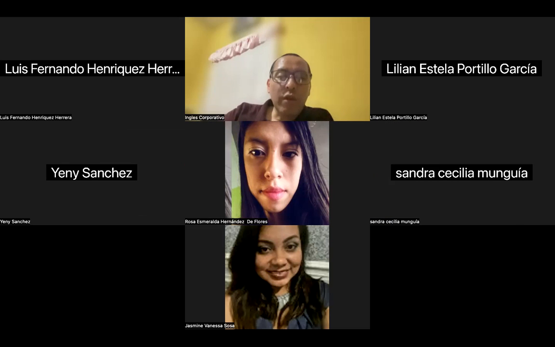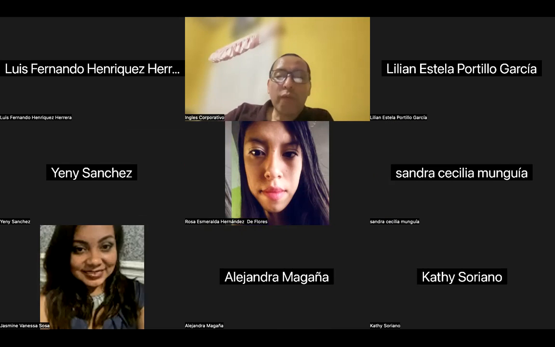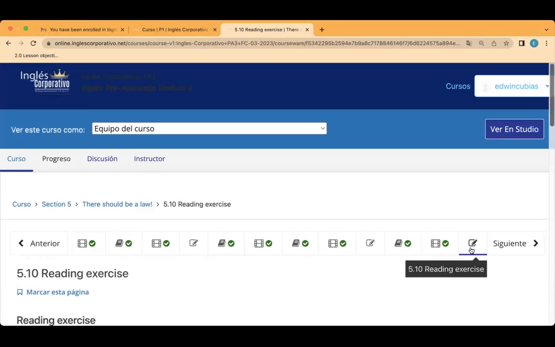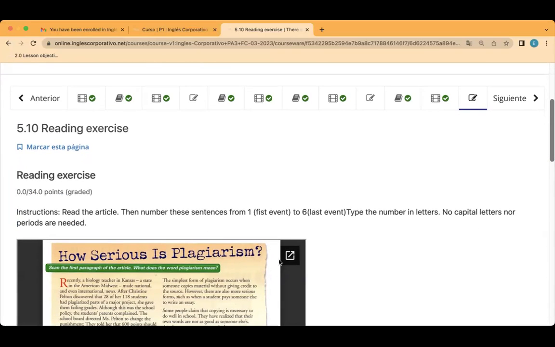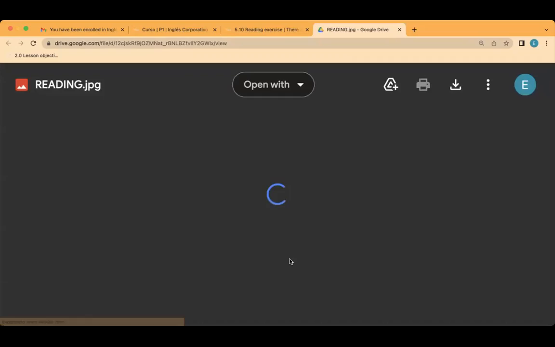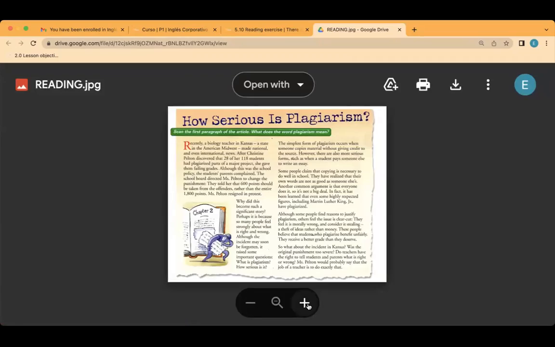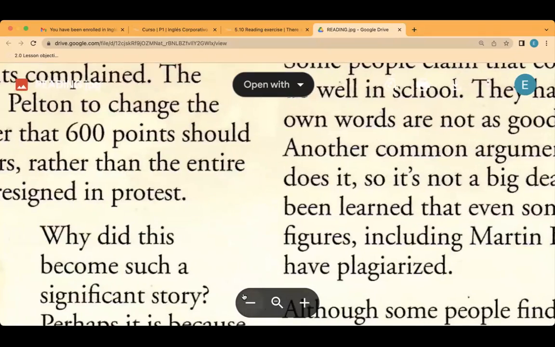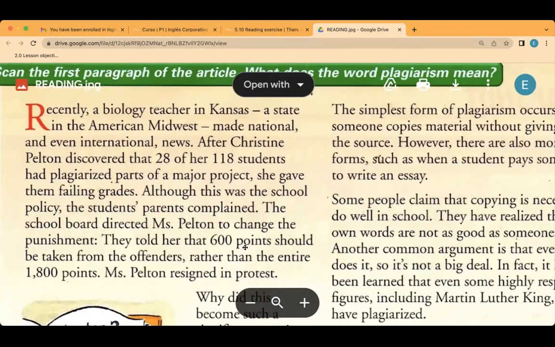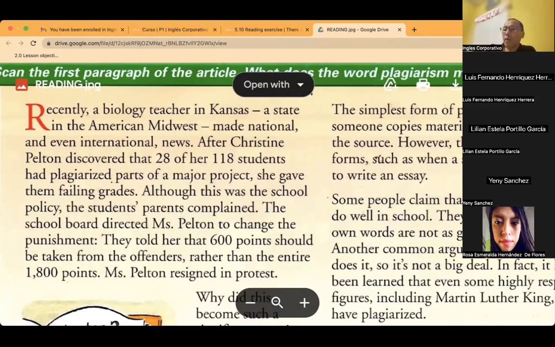Okay, let's take a look and make sure that it's clear, all the vocabulary, pronunciation, and everything. Let's begin reading it together to make sure. Luis, please read the first paragraph.